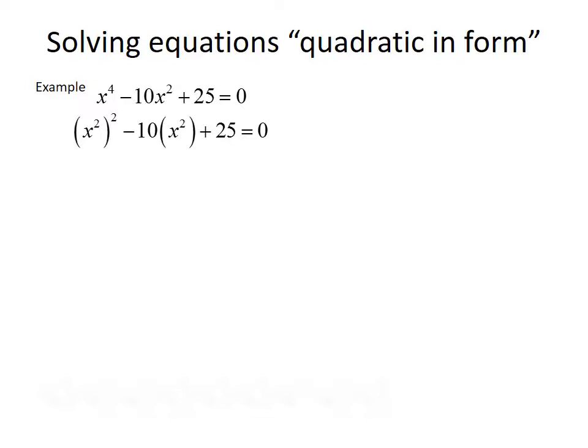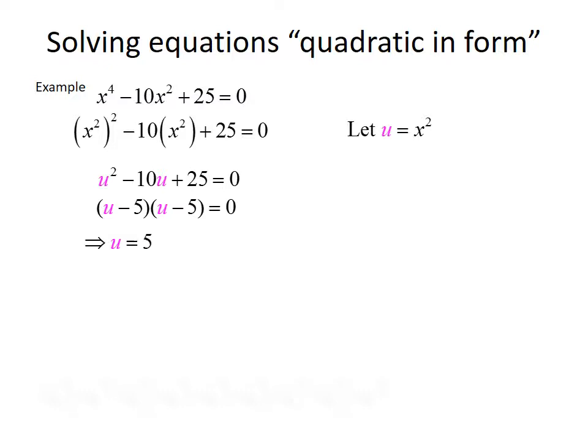And the easiest way to solve a problem that is quadratic in form is to use a substitution factor to rewrite it. So let's let u equal x squared. We can rewrite our problem. Rewriting our x squareds with u's will give us u squared minus 10u plus 25 equals 0. And we can solve this quadratic equation using factoring or the quadratic formula. We'll factor here. This factors out to be u minus 5 times u minus 5 equals 0. And so we can find out that u has to equal 5.